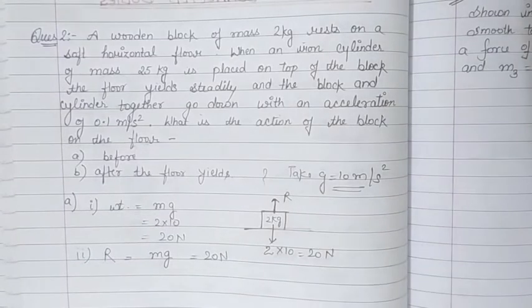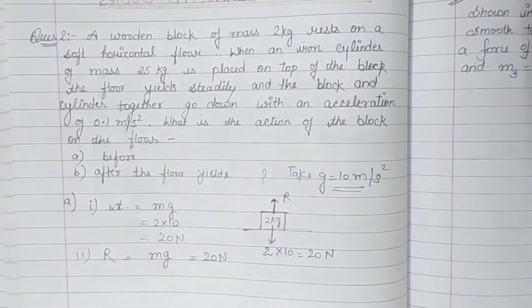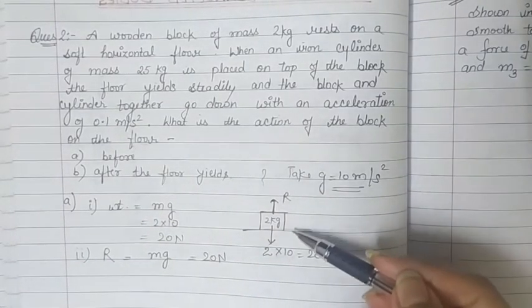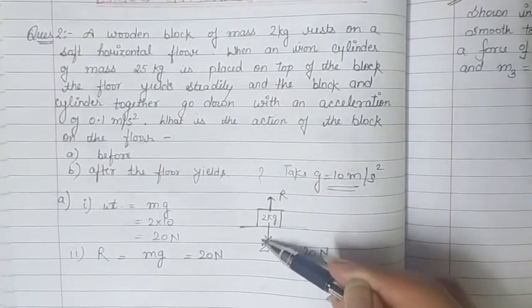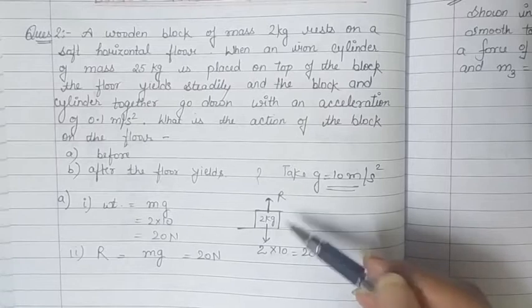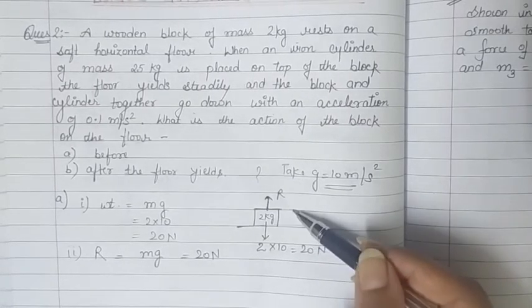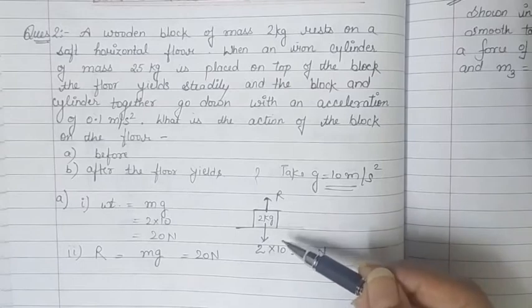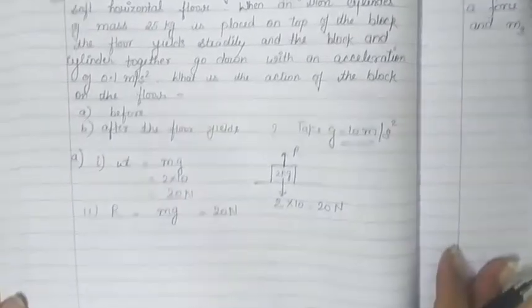Now we have to find the action of block on the floor. So block की वजह से फ्लोर पे क्या एक्शन हो रहा है, वो ये वाला फोर्स है, meaning the force that is acting by the block on the floor. The force the block is applying on the floor, that is the action of block on the floor.